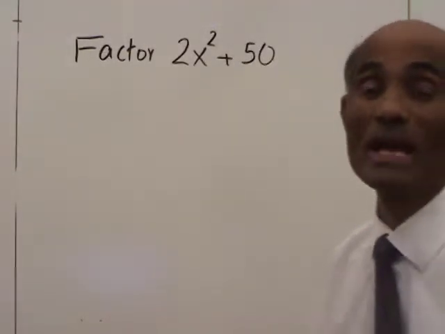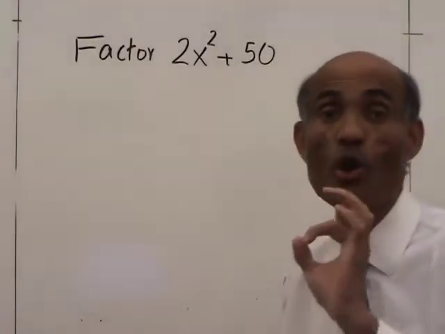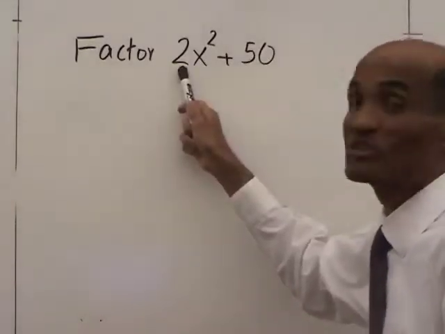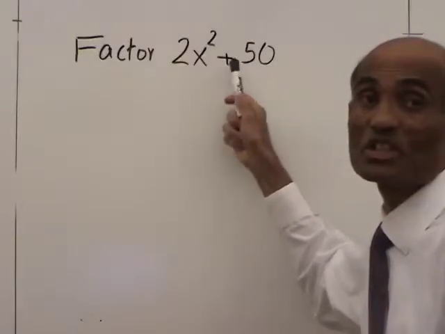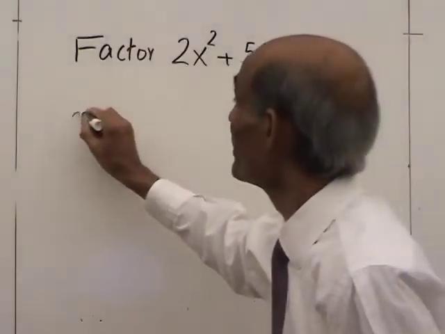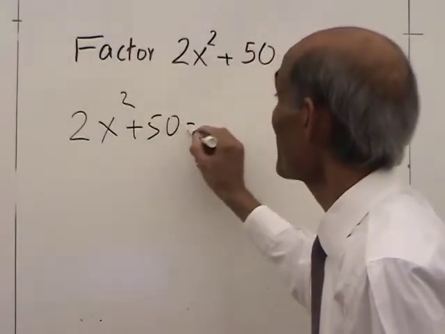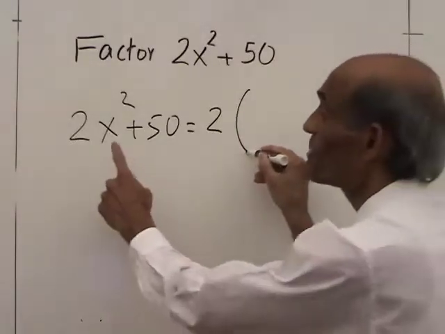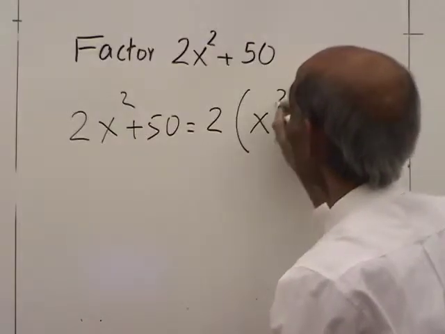Well, what will you do here? Remember, in factoring, the golden rule is look for common factors, always. Now, there is a 2 in the first term, 50 in the second term, 2 is common. So, 2x squared plus 50 can be written as 2 taken out.